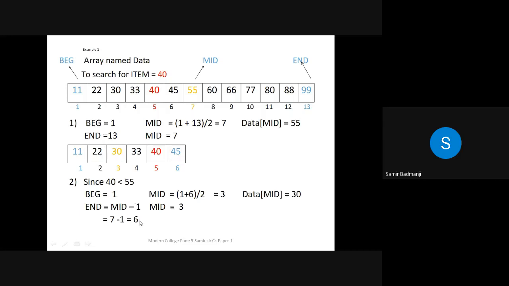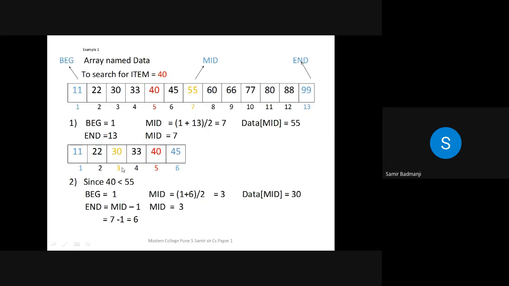So that is 6. So again, you have to calculate the midpoint. 1 plus 6 divided by 2 equal to 3. So 7 divided by 2 comes in decimal point. But since it is an integer variable, we have to ignore the decimal point. So just write 3. So mid is 3. Now what is mid 3? It is 30. See, data mid means the location. So array in this location, it is 30. So whether we have got the element? No, because the element to be searched is 40 and we have found the midpoint as 30.